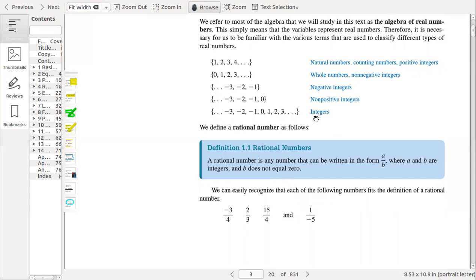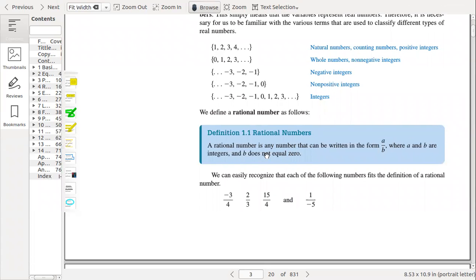So the set of integers includes the non-negative integers and the negative integers, or we can say the set of integers includes negative integers, positive integers, and 0. We define a rational number as follows. So what is a rational number? A rational number is any number that can be written in the form a/b, where a and b are integers and b does not equal 0.